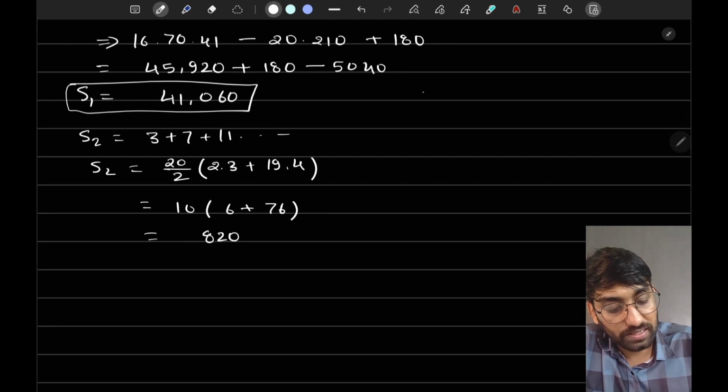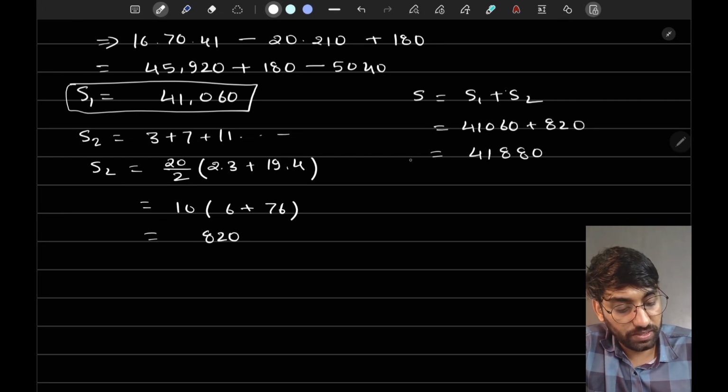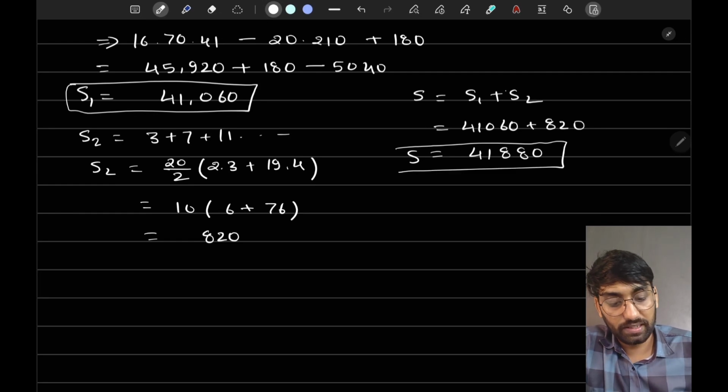Now I need to calculate the value of S. S is S1 plus S2. So S1 value is 41,060 plus S2, which is 820. So overall the value becomes 41,880. So S will become 41,880. So which option?